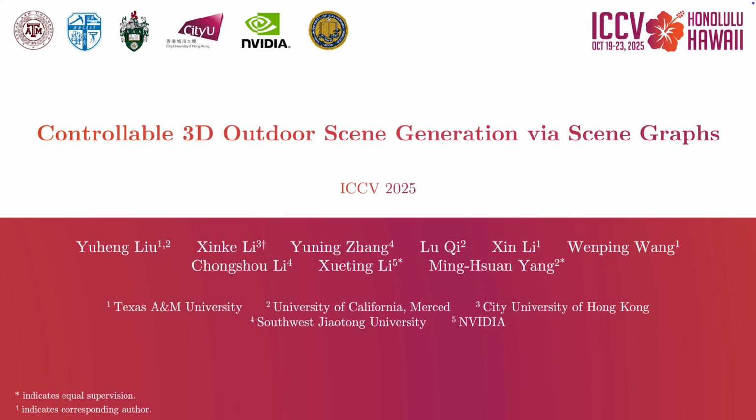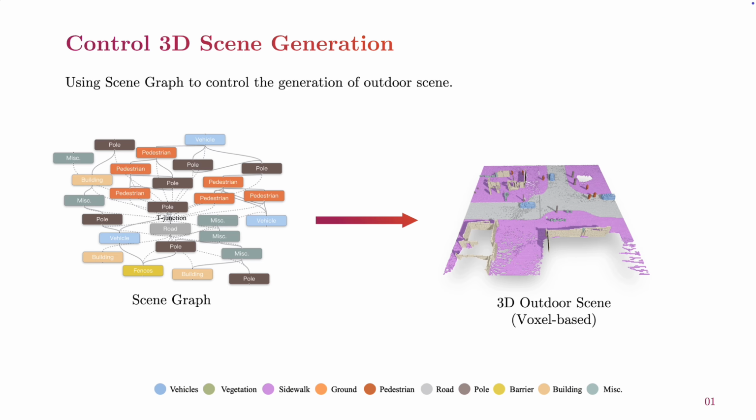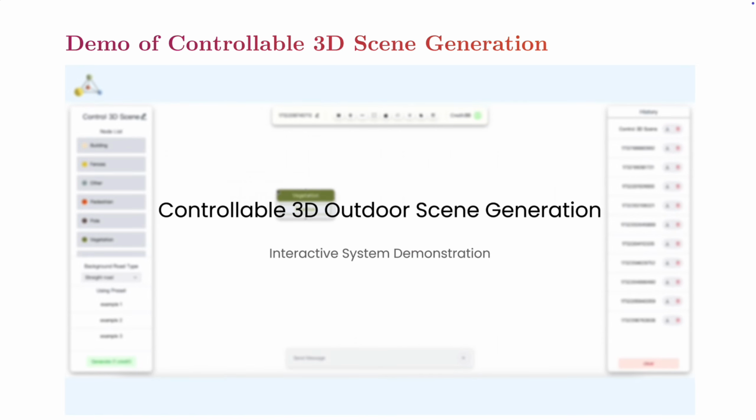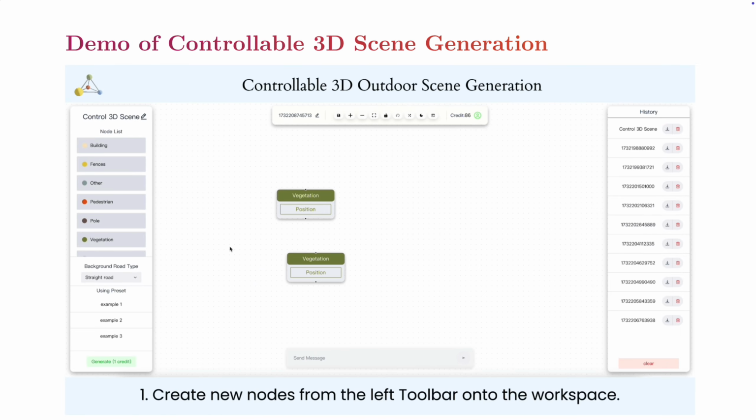Today, I'm going to present our ICCV 2025 paper, Controllable 3D Outdoor Scene Generation via Scene Graphs. In this work, we use scene graphs as conditions to control the generation of 3D outdoor scenes. Now, I'm demonstrating the use of the interactive system we developed.